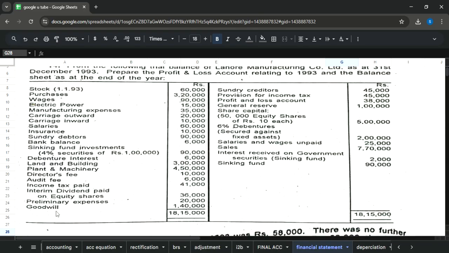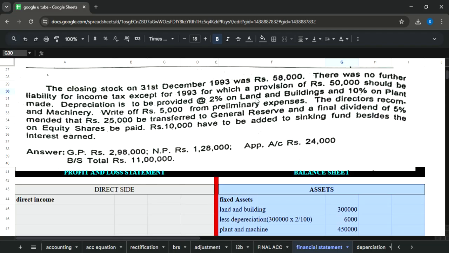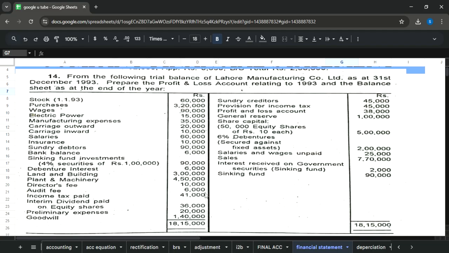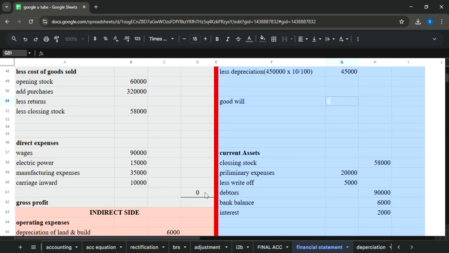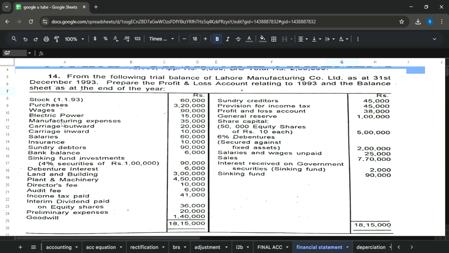Then we have goodwill. Let's go to fixed asset side, and here we will mention goodwill. Amount of goodwill is 140,000. So in fixed asset side you will mention goodwill. So in this way, all elements present on debit side or left side are completed one by one. We have taken and carefully posted them to the relevant places in the financial statement.